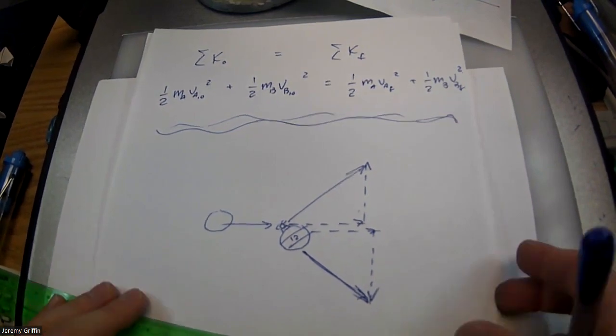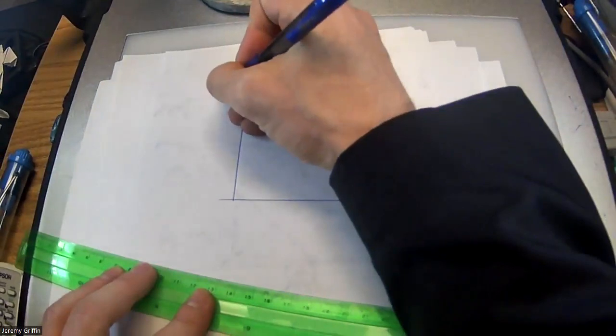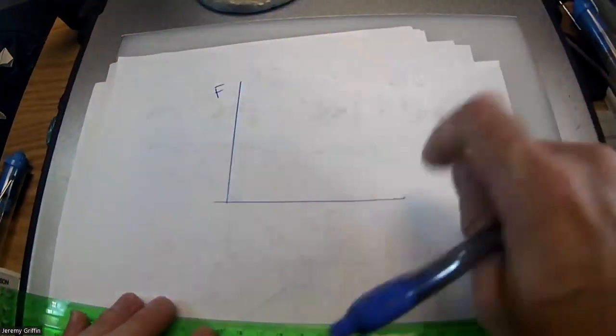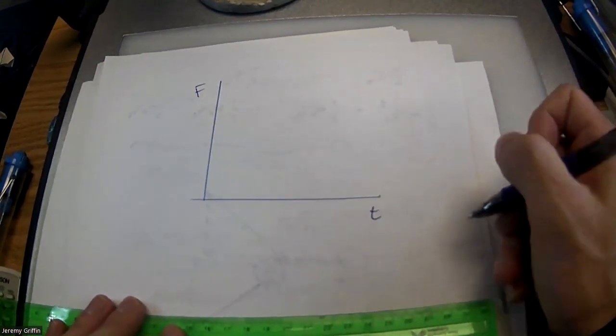You know what they will ask? You know what you will see for sure? You guys might see something that I know you're going to see on the exam. Force versus what? What am I going to write right here? Time. Force versus time. Okay. Now this graph might look like a number of different things.